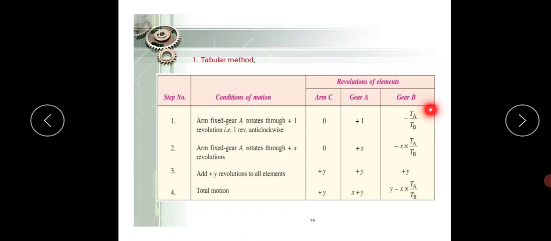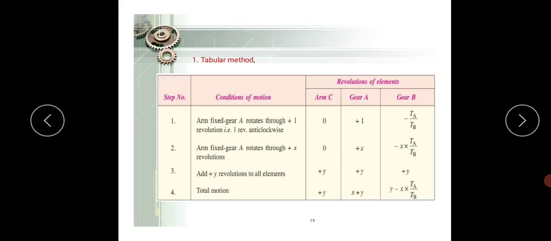Here the gear B is the ratio of the number of teeth on A divided by the number of teeth on B, TA by TB, and the arm is fixed. If gear A is rotated through plus X revolutions with arm C fixed, then gear B will be minus X into TA divided by TB.